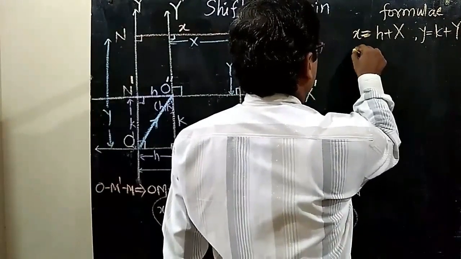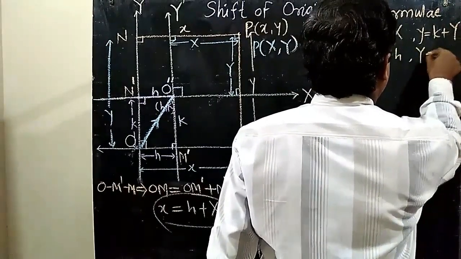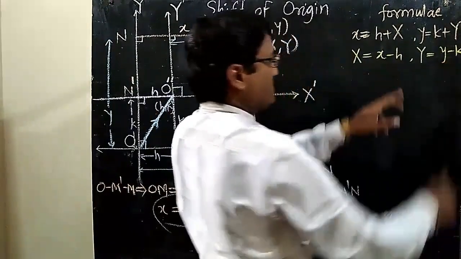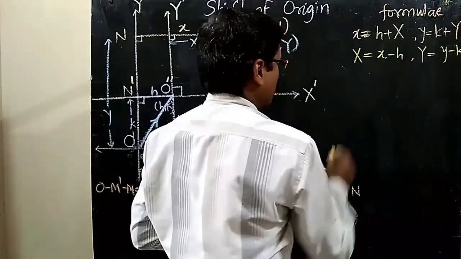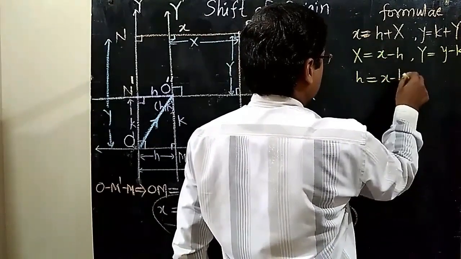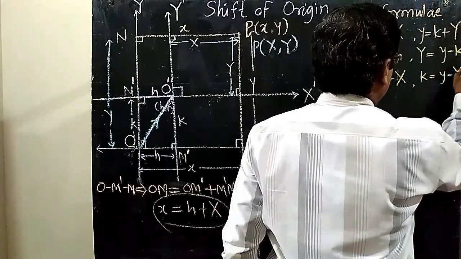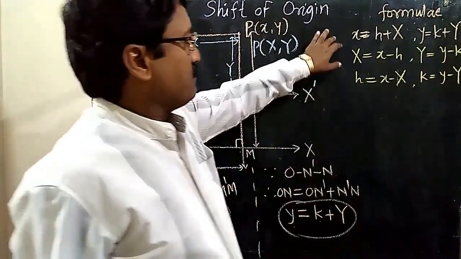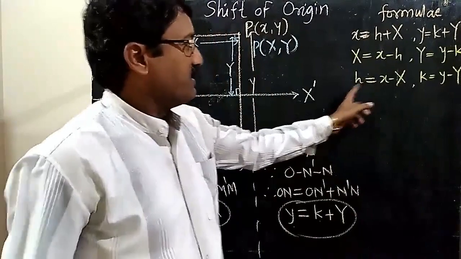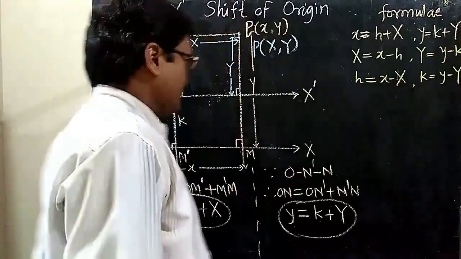If you write the same formula in this form, capital X is equal to small x minus h, capital Y is equal to small y minus k, then whenever the new origin and old coordinates of the point are given, we can find the new coordinates of that point. In the third way, h is equal to x minus capital X and k is equal to y minus capital Y. When old coordinates and new coordinates are given, at that time we can find the new origin, or the point where the origin is shifted.